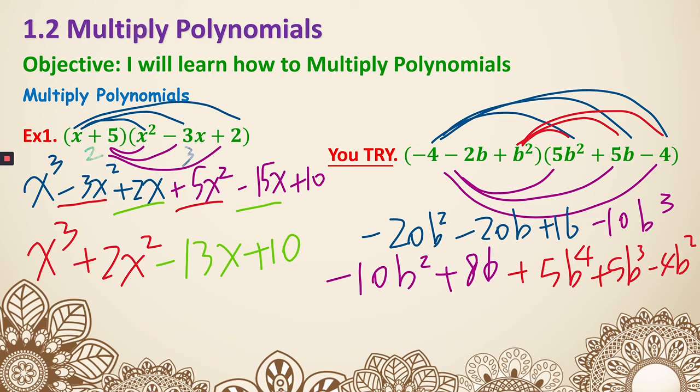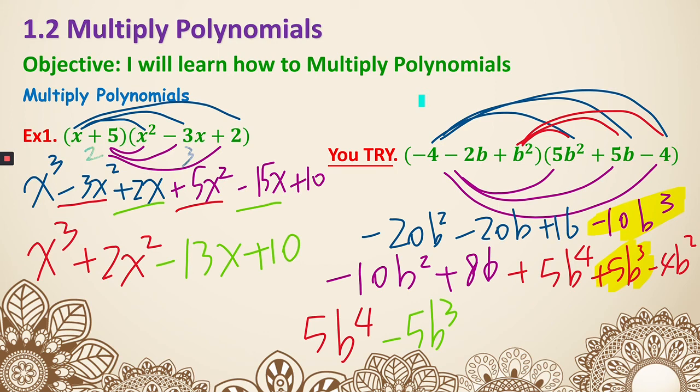Now it's time to combine like terms. We have first the highest, so plus 5b to the 4th power. That is going to be the highest. Next, let's look for the cubes. We have negative 10b cubed plus 5b cubed, and that's it. They will combine and become minus 5b cubed.